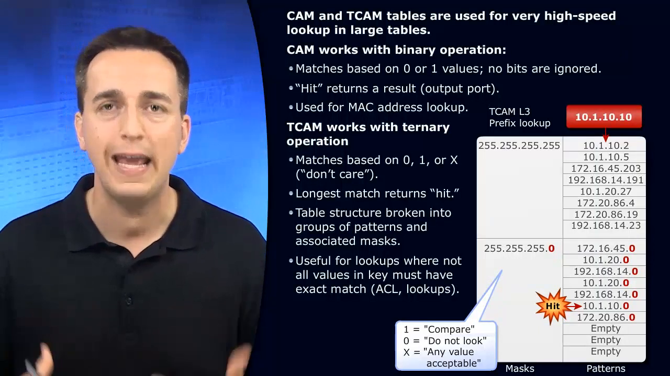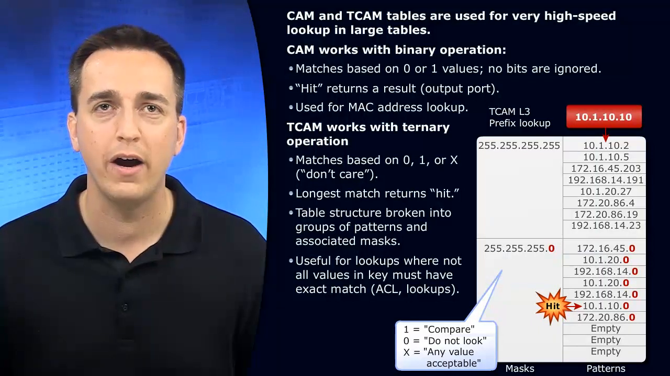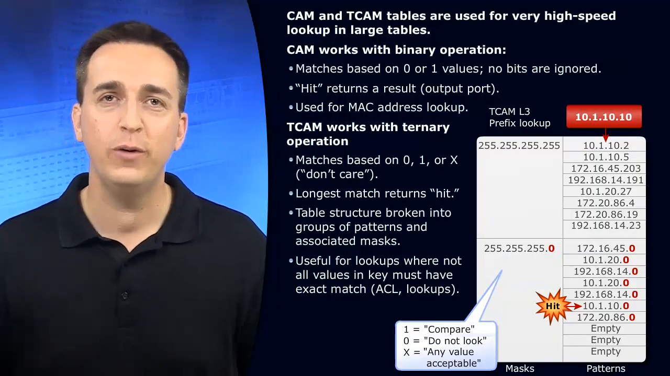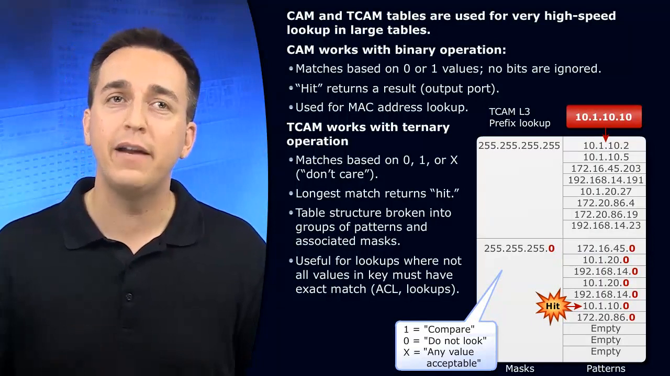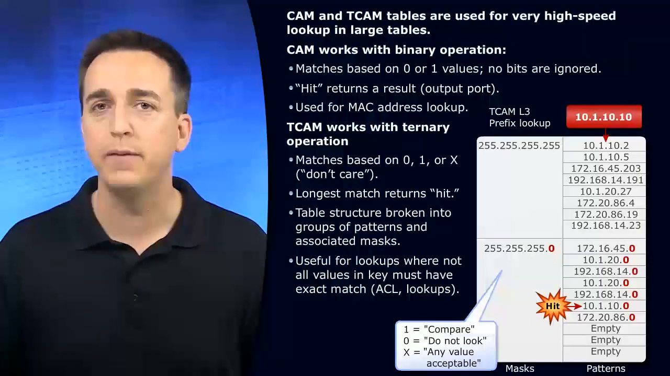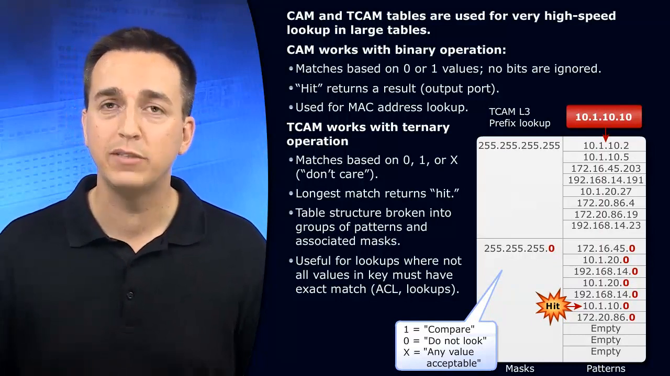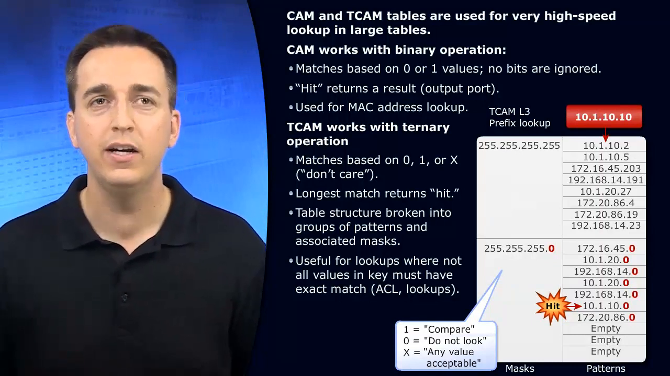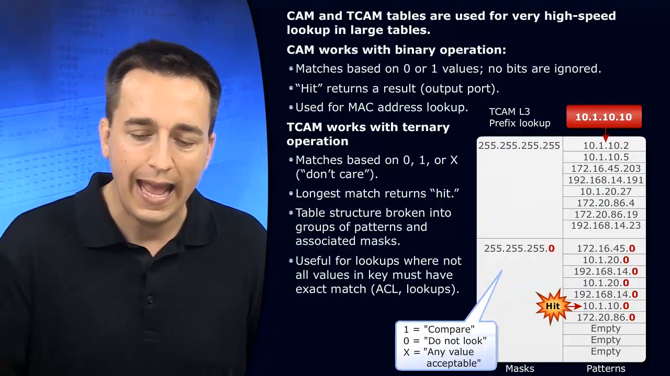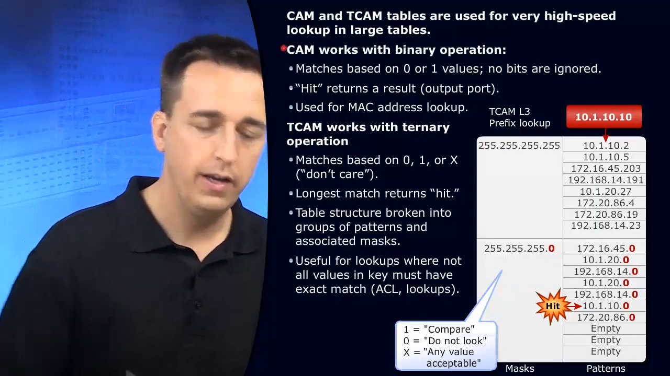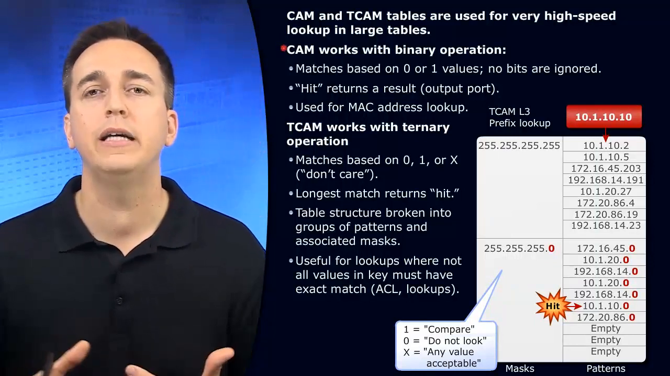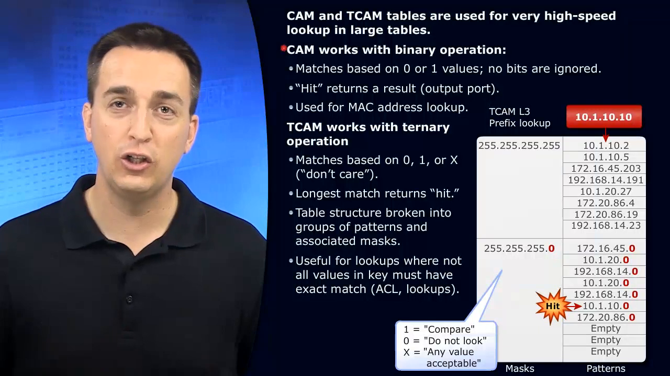These are memory tables in hardware that ensure our switches can forward that data at a very high rate of speed. So CAM stands for Content Addressable Memory, and TCAM stands for Ternary Content Addressable Memory. Where does CAM come into play? CAM comes into play when we are dealing with MAC address lookups.